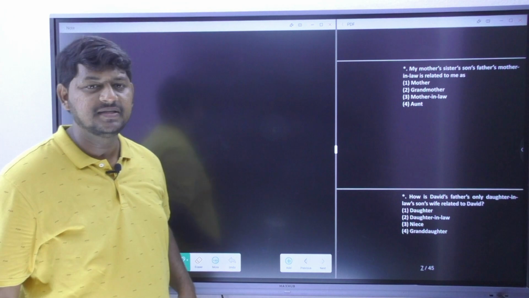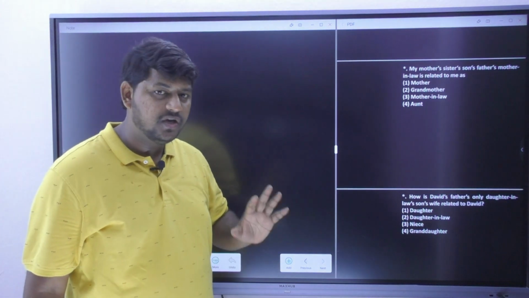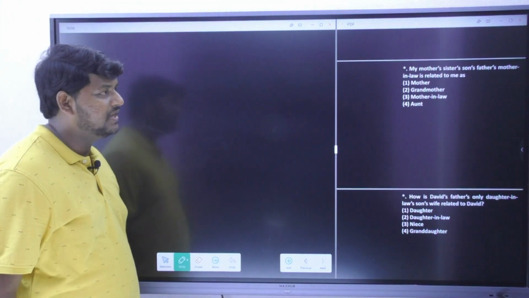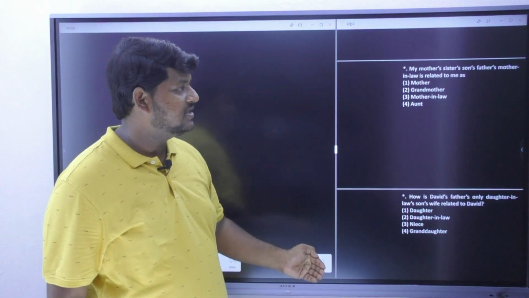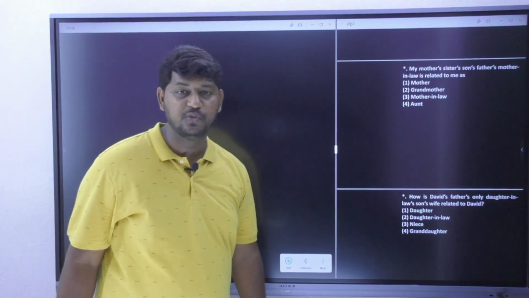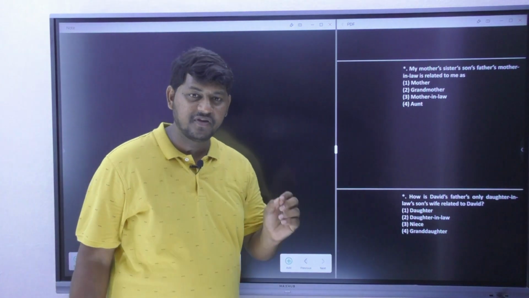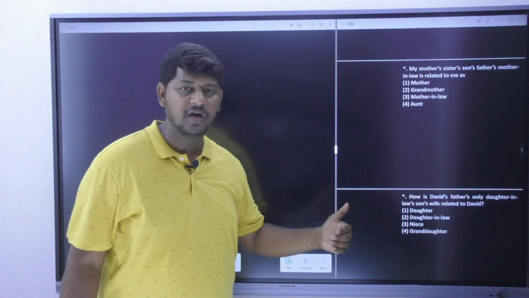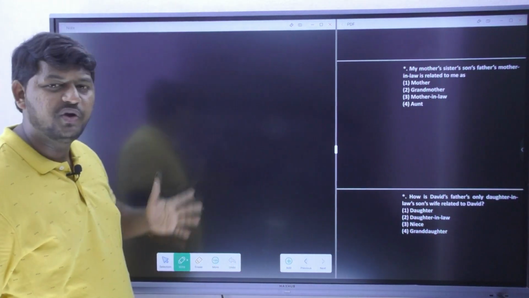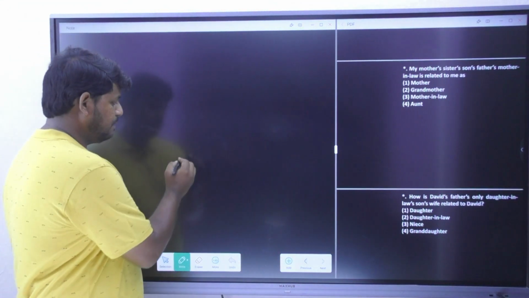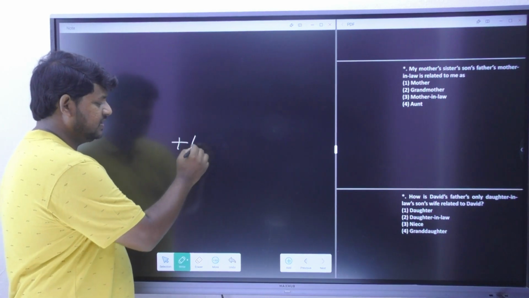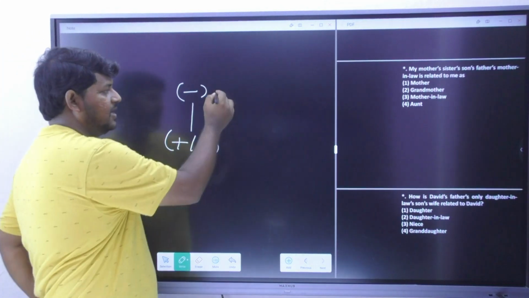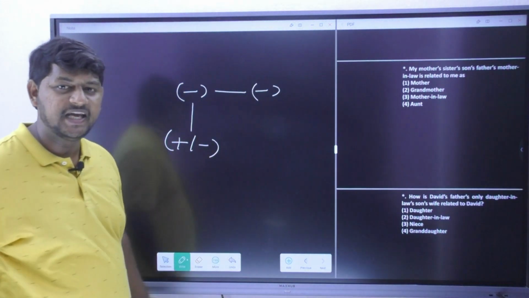My mother's sister. Please observe, again you don't have any clarity on the speaker's gender. My mother's sister's son's father's mother-in-law related to me as. Yes, it's going to be a bit complicated, confusing in the initial stages, but once you have very good basics, you are going to have no problem at all. So I'm just going to represent in this way. My mother's sister is definitely my aunt.